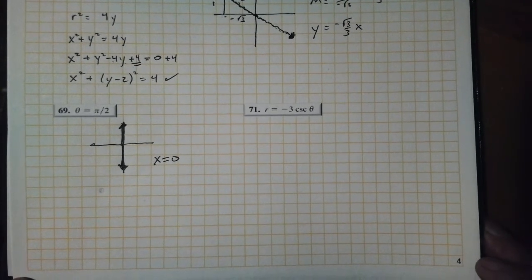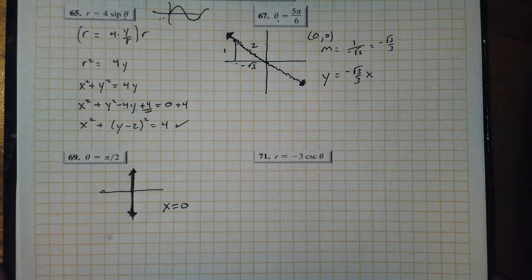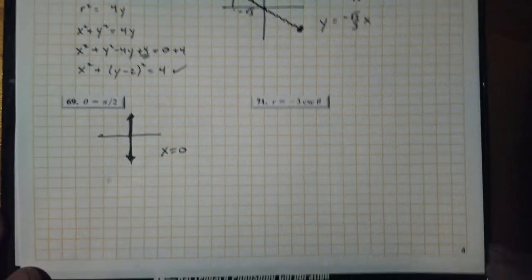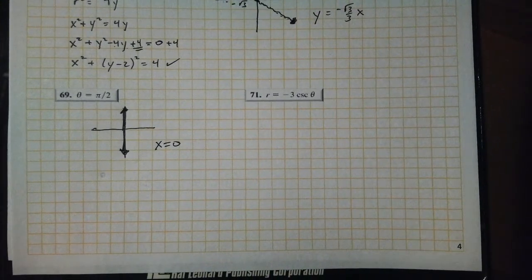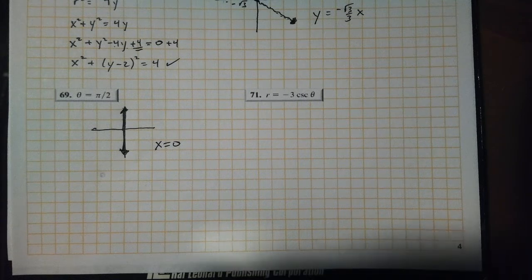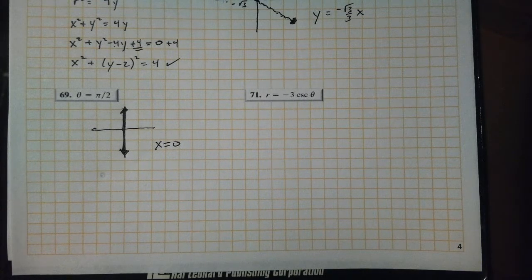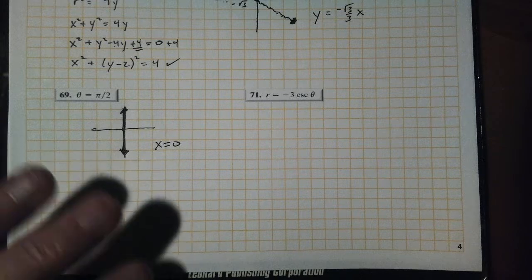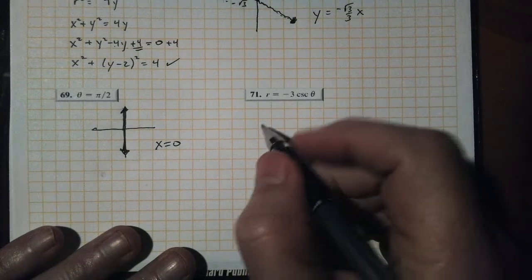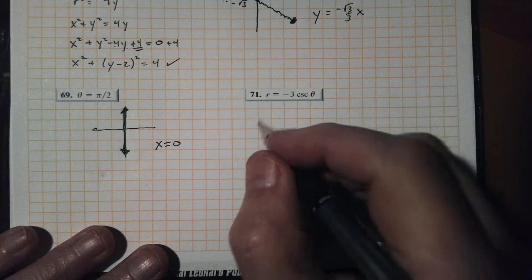Okay, I should be having you pause and try some of these. If 65 made some sense to you, you should be able to do 71 right now, or at least get it started. Let's give that one a shot. Pause if you haven't. Give it a try. If you have paused, welcome back.